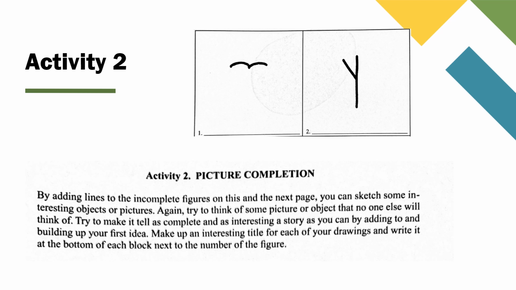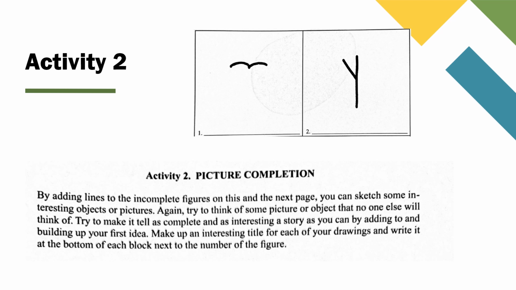I will read the directions from the screen, which explains Activity 2. This activity is called picture completion. By adding lines to the incomplete figures on this and the next page, you can sketch some interesting objects or pictures. Again, try to think of some picture or object that no one else will think of.